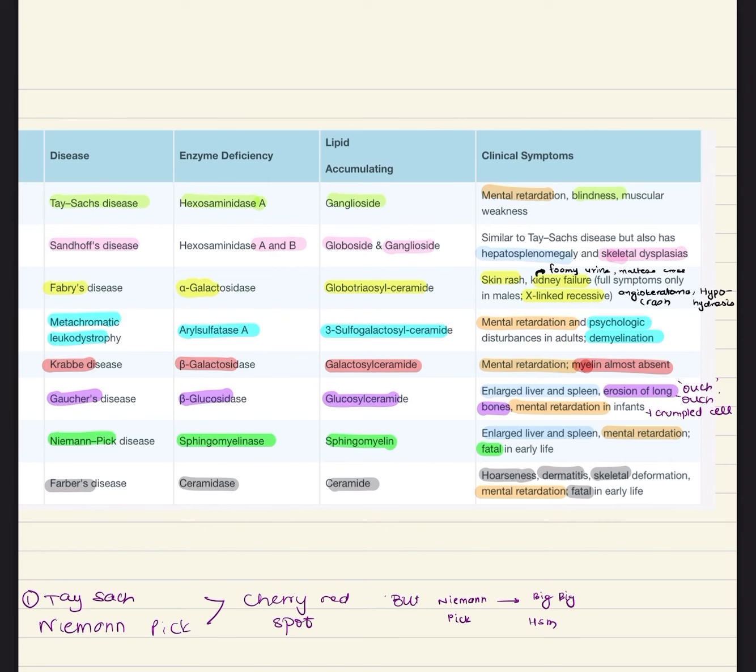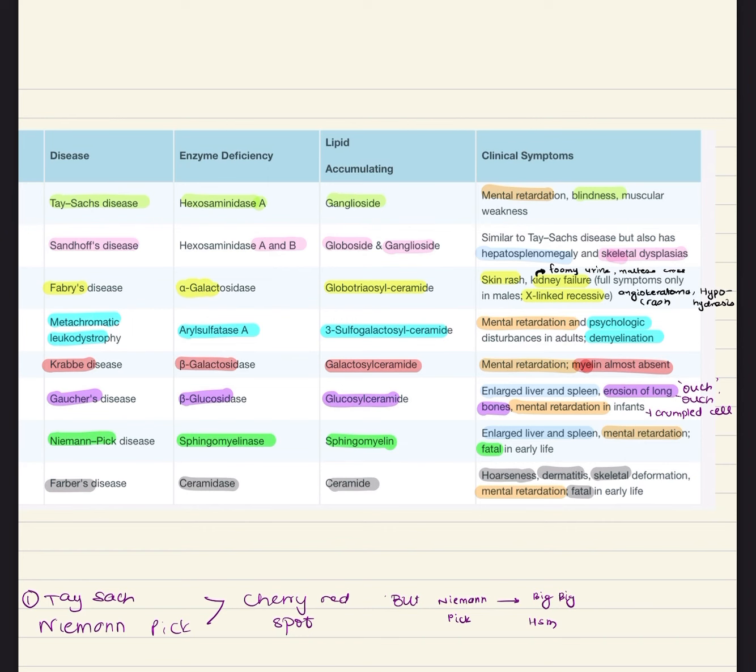In Fabry's, you should remember that it has angiokeratomas, which is a rash. It is going to be X-linked, and they're going to have hypohidrosis, and they'll have kidney failure, which will present as foamy urine. So whenever there's foamy urine and you have a feeling that this is a lysosomal storage disorder, it has to be Fabry's disease. Then you have metachromatic leukodystrophy. There is nothing much in it. You should remember that demyelination starts taking place, and they'll also have some psychological disturbances. Krabbe disease, absent myelin.